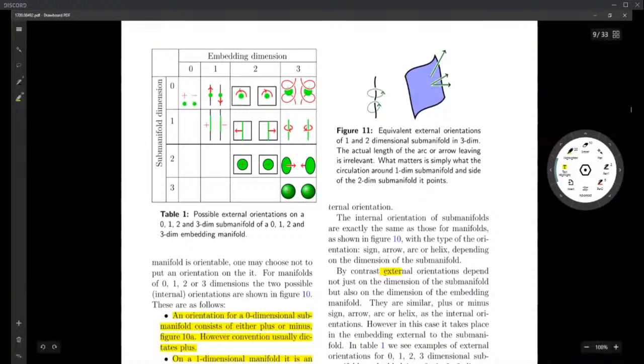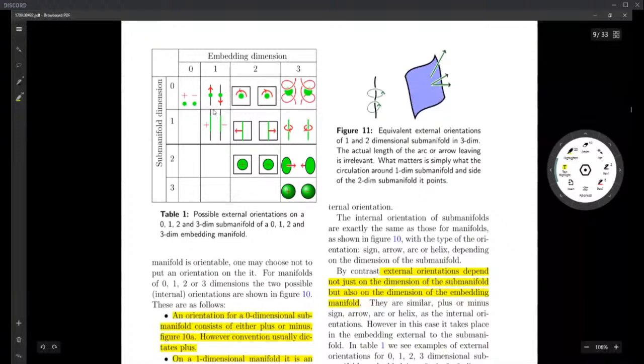Anyway, external orientations depend not just on the dimension of the submanifold, but also the dimension of the embedding manifold. So if the submanifold is external, it also depends on the dimension of the manifold that bounds it. So, yeah, right here you have the table. For a point within a point, you just have plus or minus. But for a point within a line, where the line is the embedding manifold and the point is the external submanifold, you'd have the points that go up or go down.